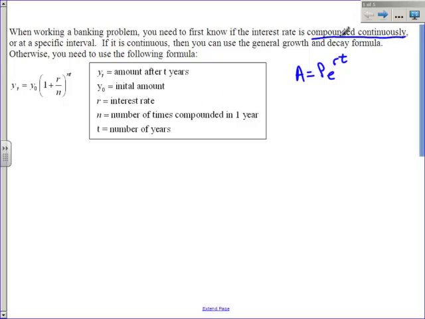But if it's not compounded continuously, then you're going to need to use this formula that I have typed up here. And the Y of t is the amount after t years. The Y naught is the initial amount. The R is your interest rate as a decimal. N is the number of times it gets compounded in 1 year, and T is the number of years. And that's an NT up here. I hope you can see that. That is an NT. So let's work a couple of examples here.